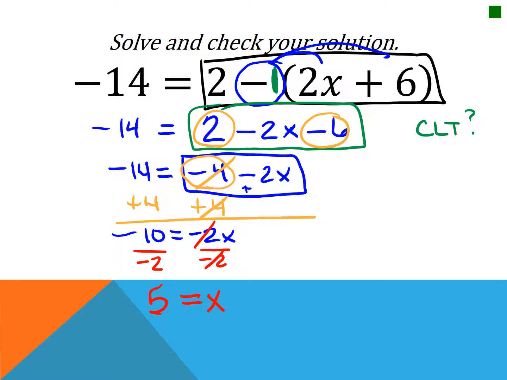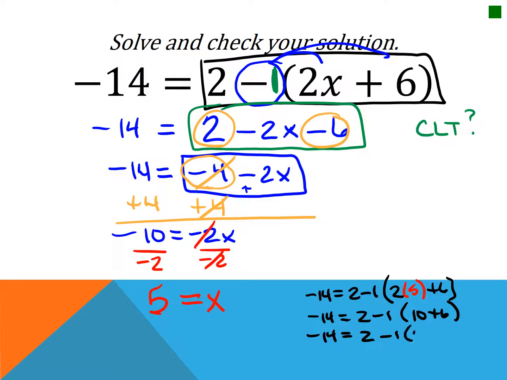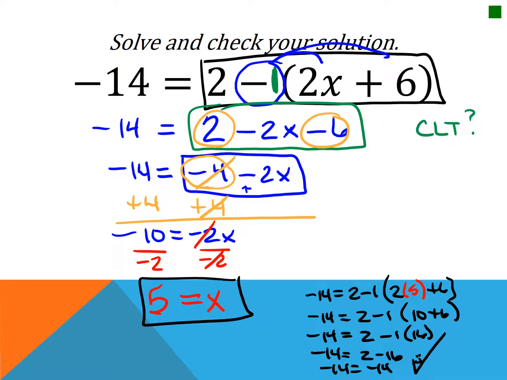If I'm going to check it, I'm going to go negative 14 equals 2 minus 1 times 2. Whoops, I said x is 5, so 2 times 5 plus 6. So does negative 14 equal 2 minus 1 times 10 plus 6? Does negative 14 equal 2 minus 1 times 16? Does negative 14 equal 2 minus 16? You betcha it checks. So this is my answer.